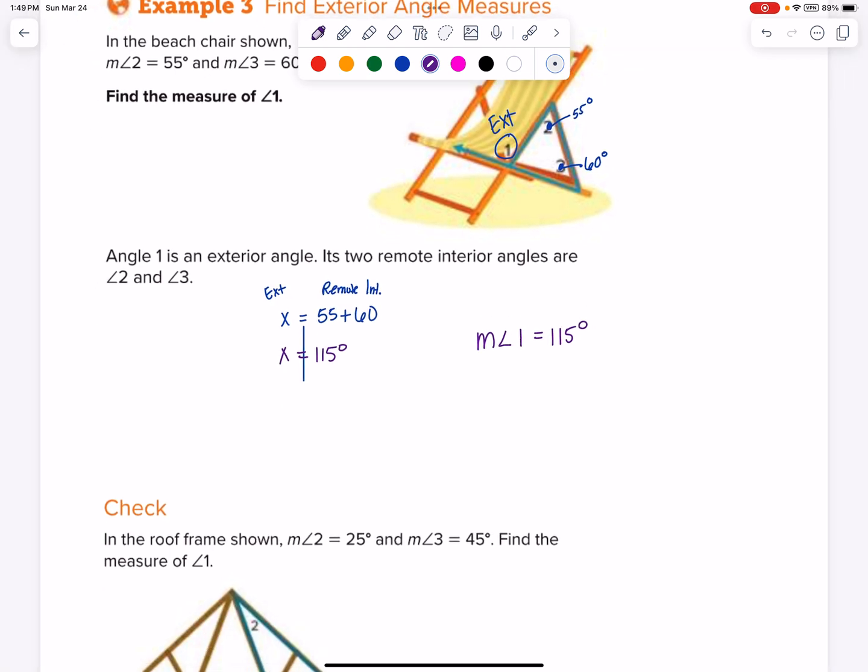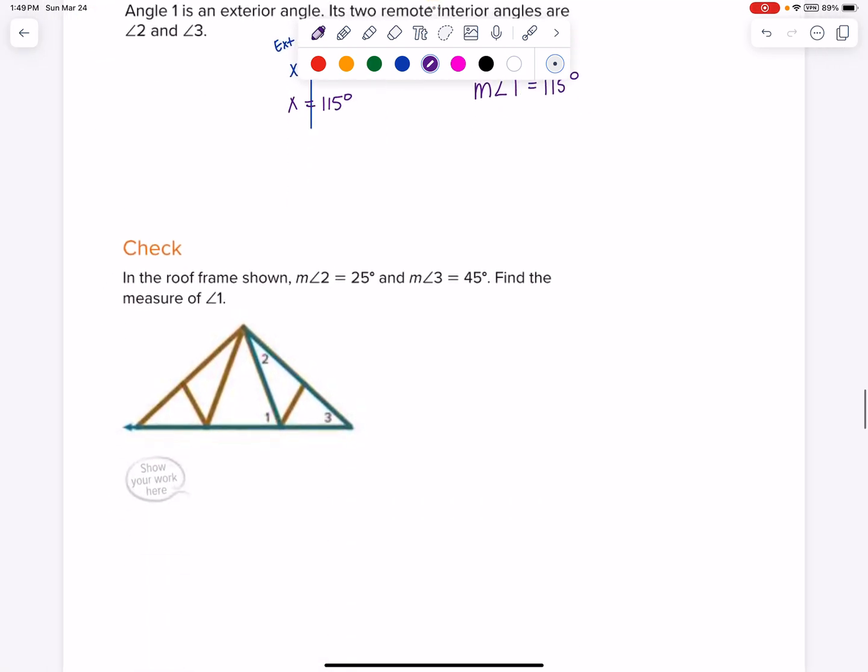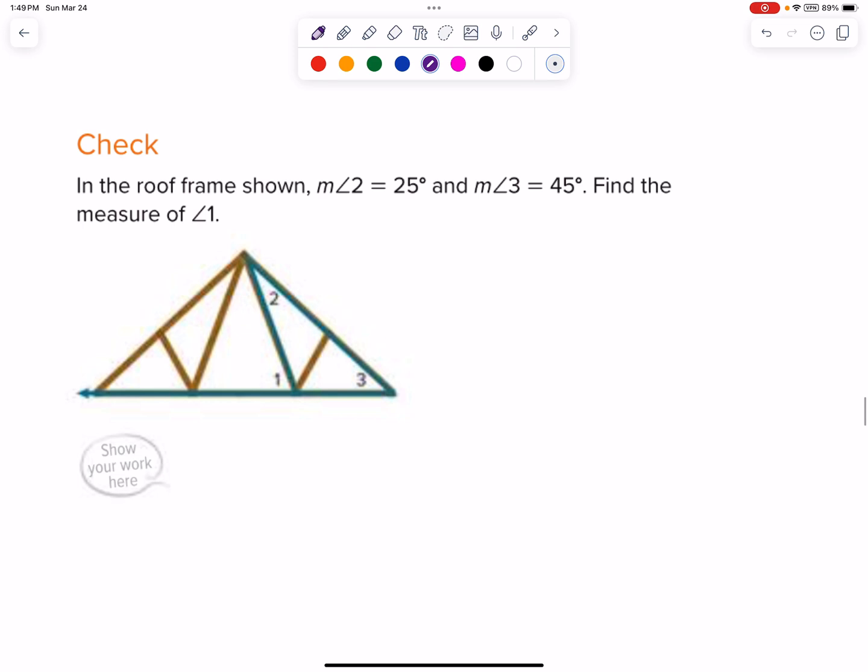Okay, all right, let's go ahead and do the check here. So go ahead and pause, see if you can pull it off. Otherwise, you can follow along with me. All right, here's a roof frame. Just pay attention to the dark green triangle, not the little gold-looking wood beams there. So let's start making some notes. Angle 2 is 25 degrees. Angle 3 is 45 degrees. Find the measure of 1.